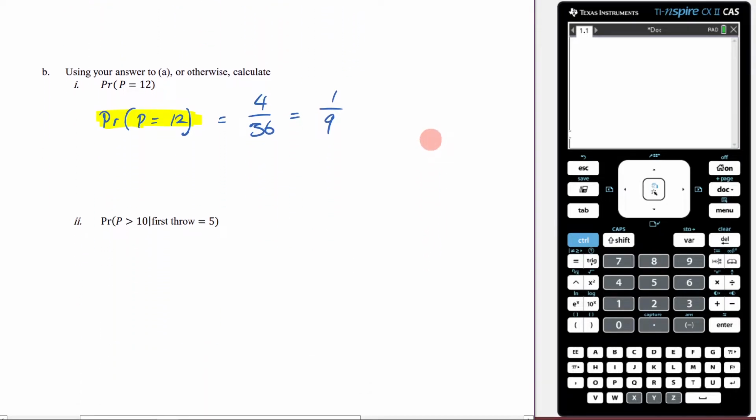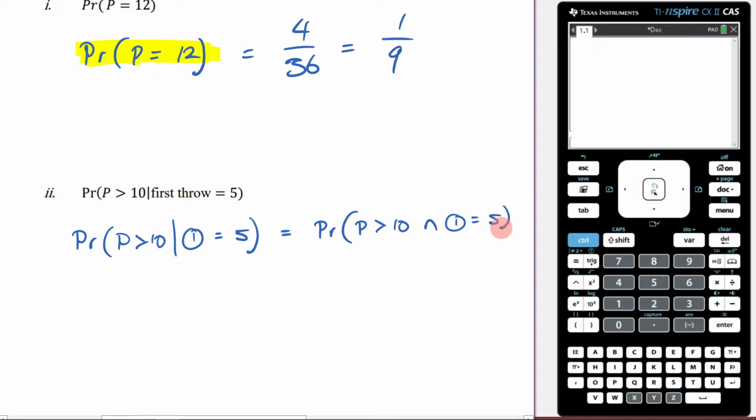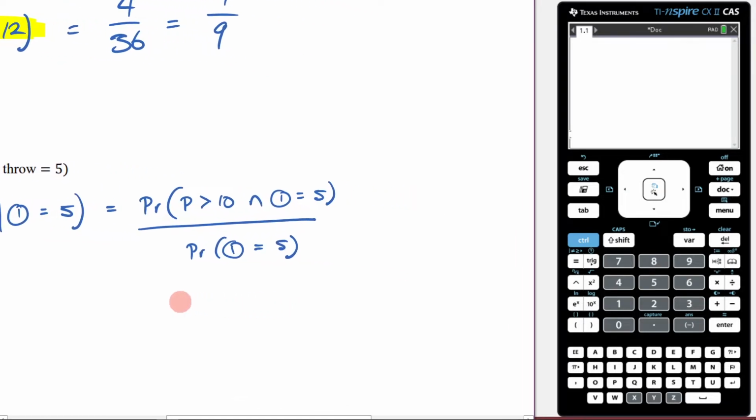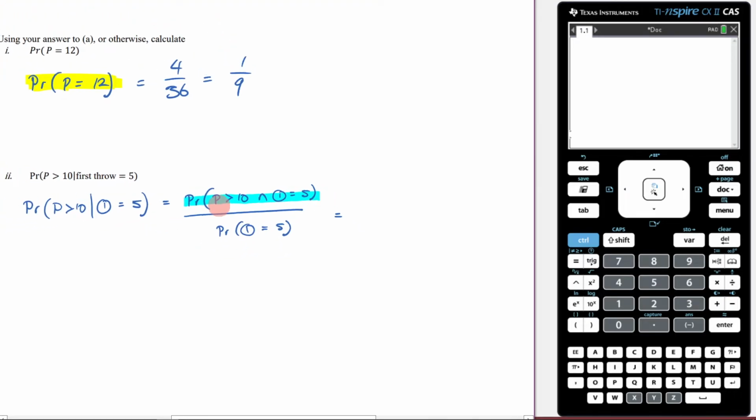Then we come to our last one here, which is a conditional probability question, which is saying find the probability that the product is greater than 10, given that the first throw is equal to 5. So the first throw is equal to 5. Okay, what that is saying is find the probability that we're going to get a product greater than 10, intersection 1 is equal to 5, over the probability of 1 is equal to 5. That's what we know a conditional probability is saying to us. So now we're just going to figure out the first bit here. So this first bit is finding the probability that the product is greater than 10, intersection that the first throw is equal to 5. Okay, so what does that look like?